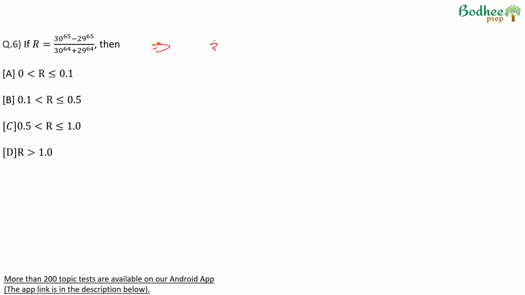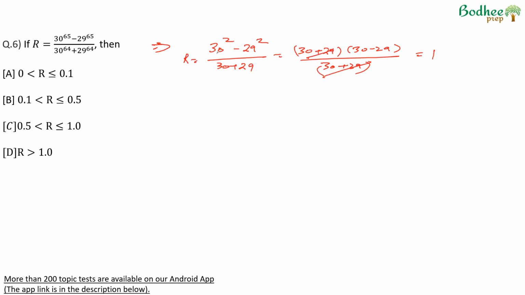What we can do is we can say the powers here are n plus 1 and n. So I write 30 raised to power 2 minus 29 raised to power 2 upon 30 plus 29. As you can see, the value here will be a square minus b square, so a plus b into a minus b upon 30 plus 29. This will cancel out, and therefore the value is 1. So if r was this, the value would be 1.